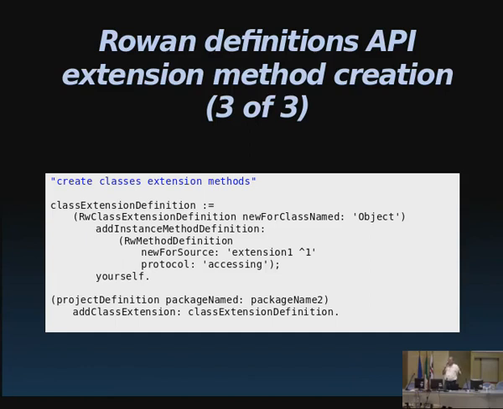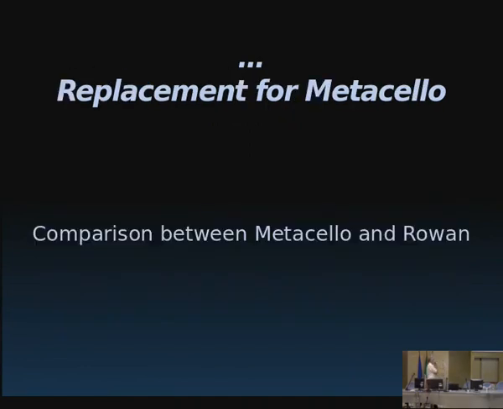So the test system has evolved to just generating all the test cases inline in a method, and generating the project definition and doing the variety of loads that are needed. Okay, so, replacement for Metacello. What I'll do is go through and try to compare what you do with Metacello with what you would do with Rowan.